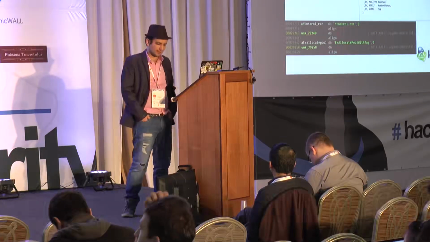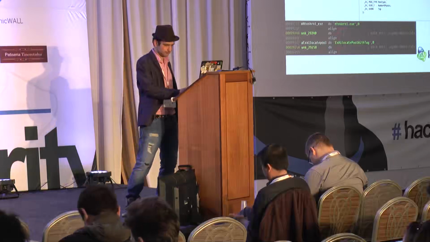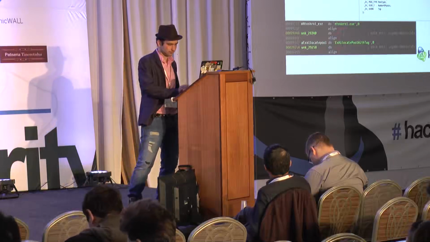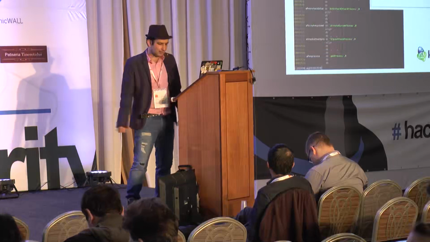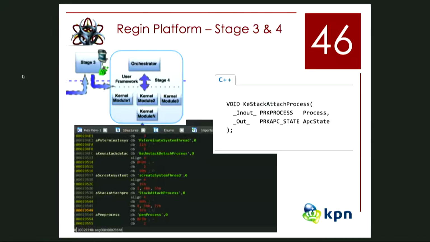Stage 3 is the kernel driver manager, and stage 4 is the brain of the Regin framework that orchestrates the responsibility of loading kernel modules. KeStackAttachProcess is an interesting Win API call; this routine attaches the current thread to the address space of the target process that is found in a Regin sample.